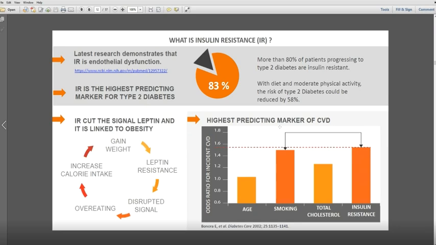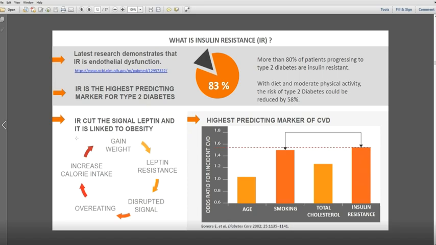It's also a very high predictor of cardiovascular disease, as you can see here from this chart. So if an individual has insulin resistance, they're at greater risk to have cardiovascular disease than a smoker. So not only does it predict diabetes, but it also predicts cardiovascular disease. And it's also linked to obesity. So insulin resistance is very significant.